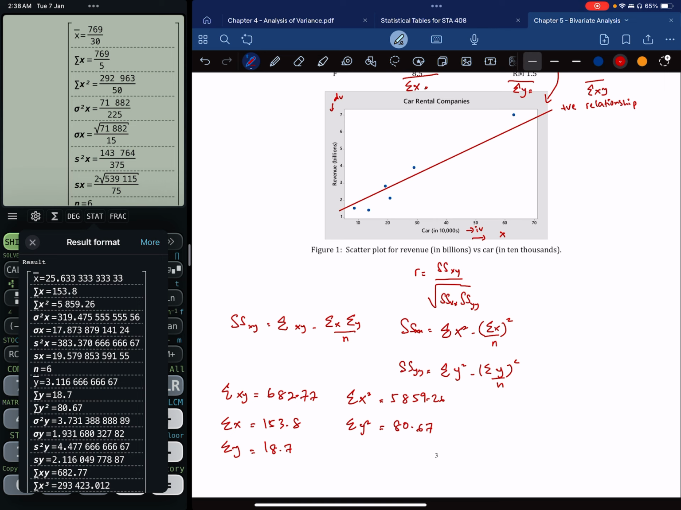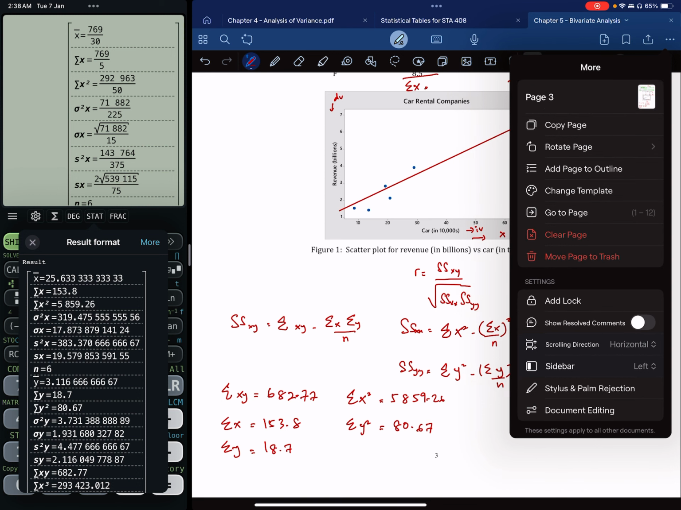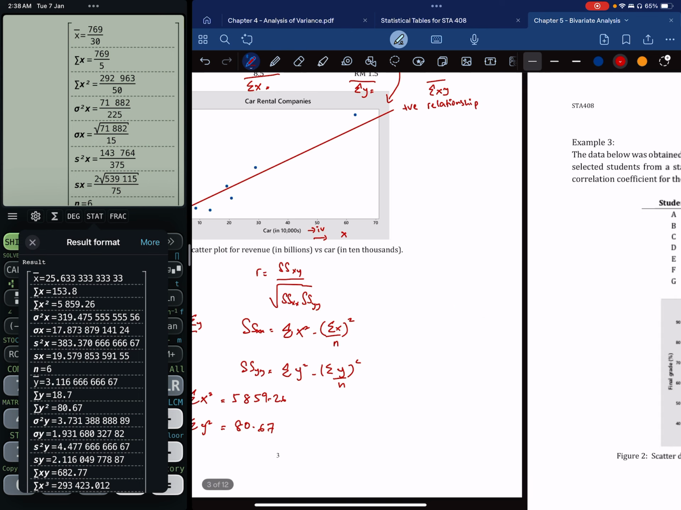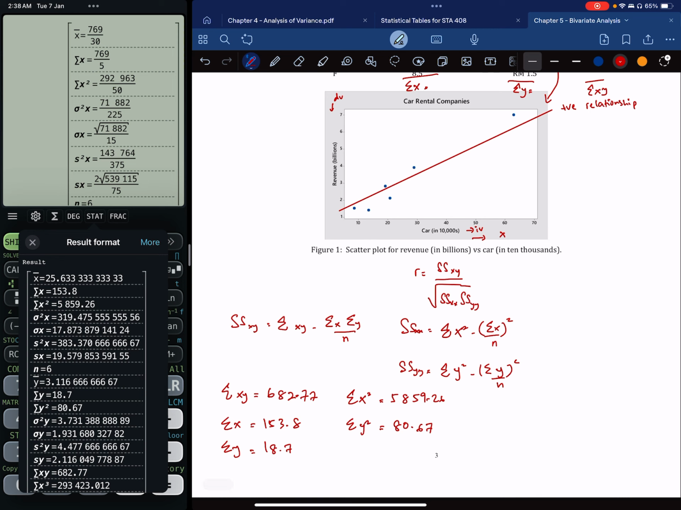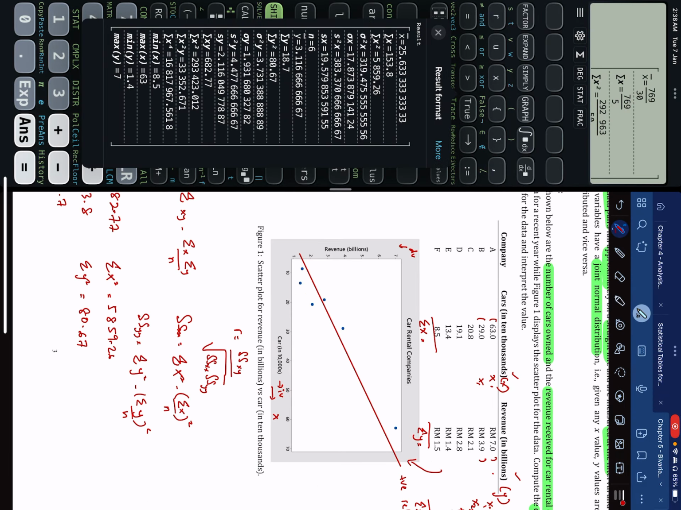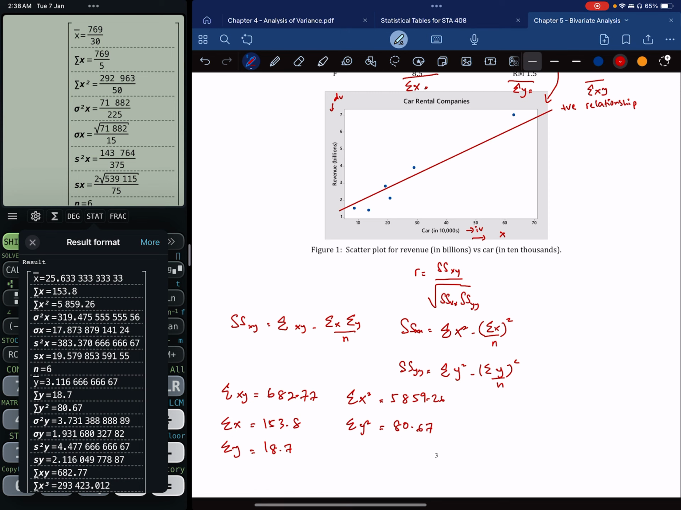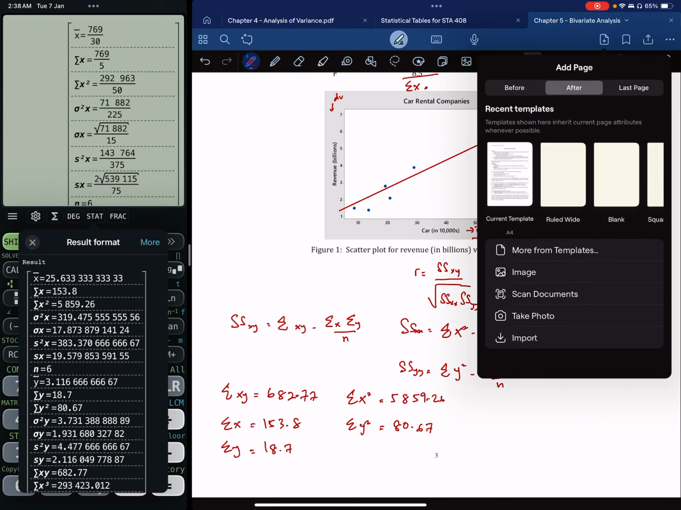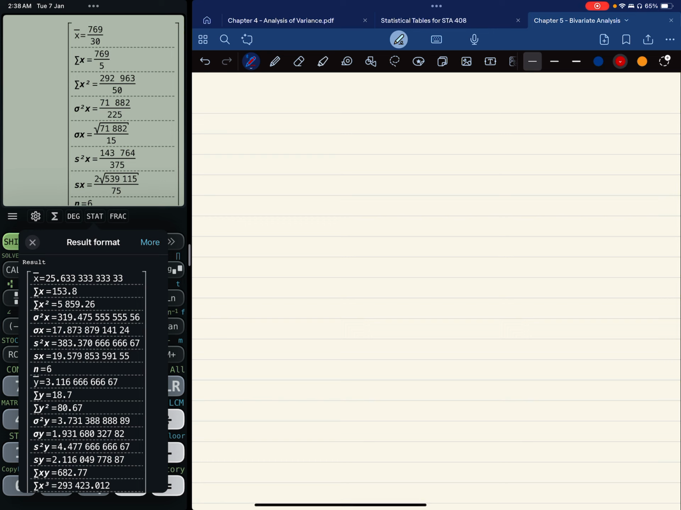All right, so let's calculate r. So r equals SSXY over the square root of SSXX times SSYY. Let's calculate the SSXY first.